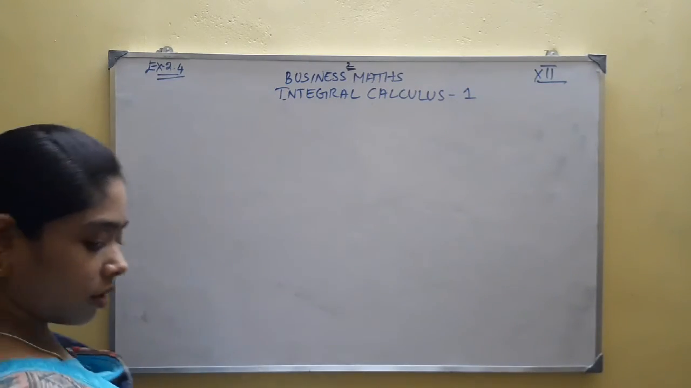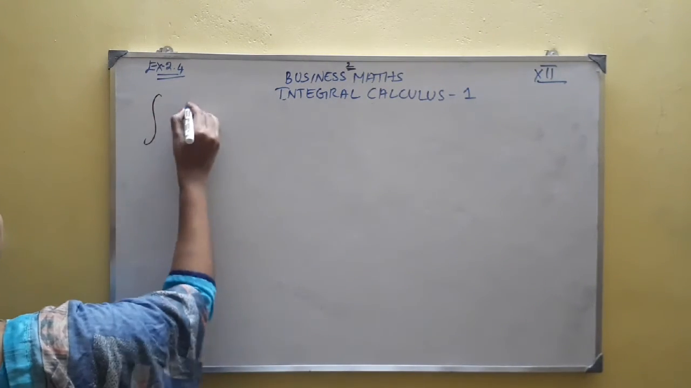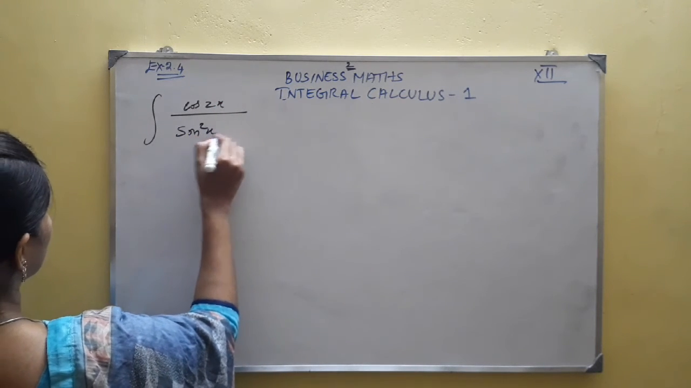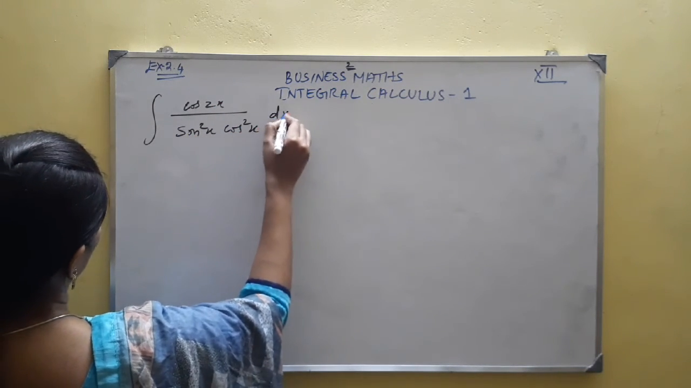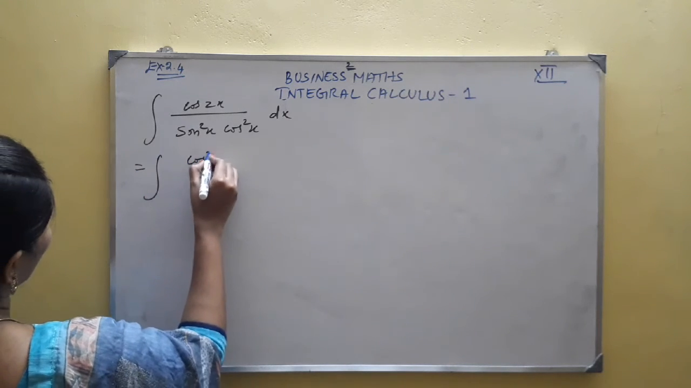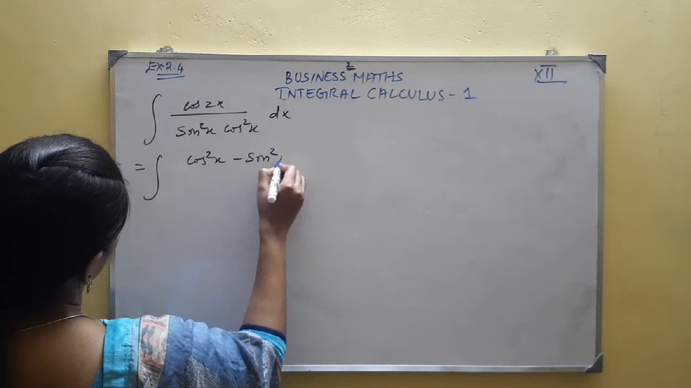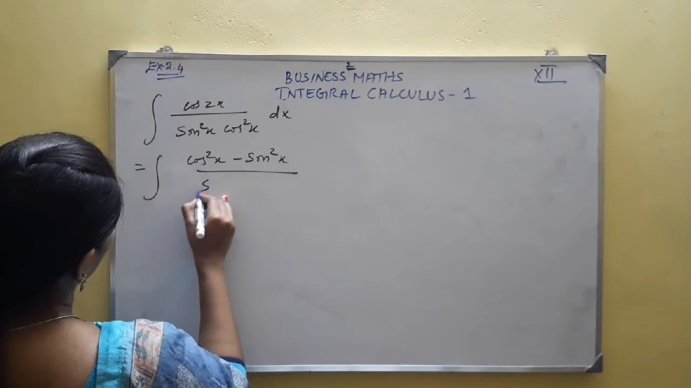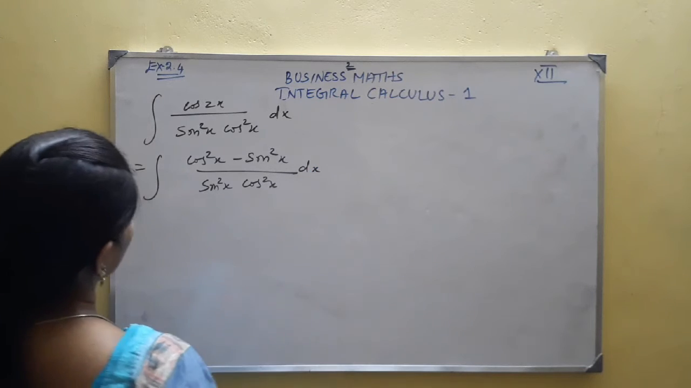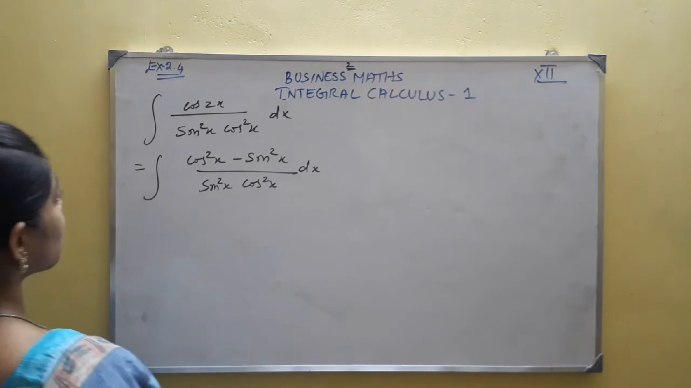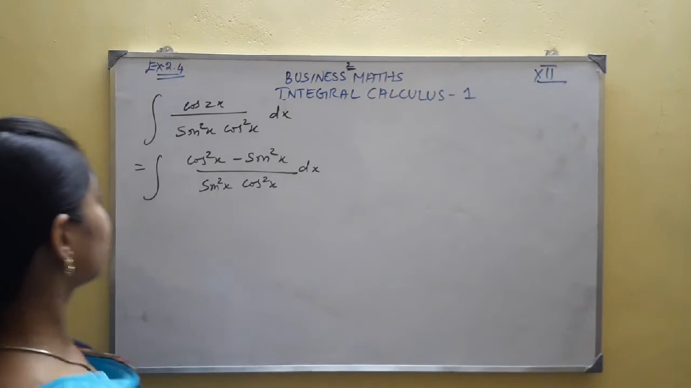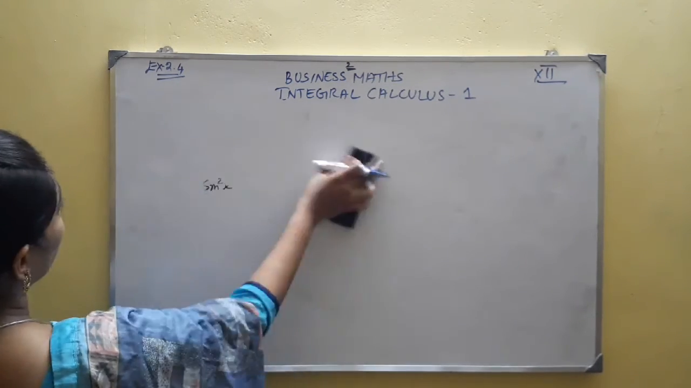So now integral cos 2x divided by sin square x cos square x into dx. So here for cos 2x, I'm going to use this formula, cos square x minus sin square x divided by sin square x into cos square x into dx. So again, if you partially take this, we have done this problem already.